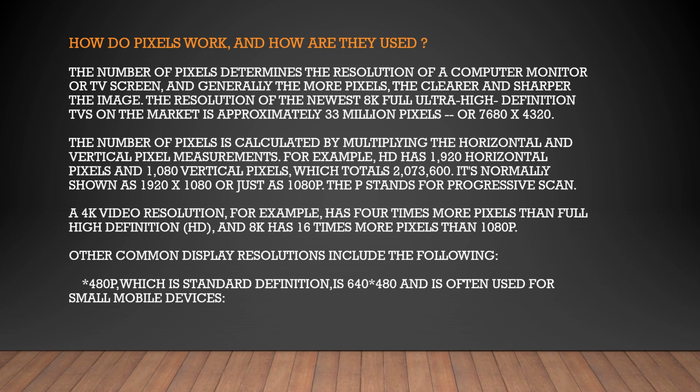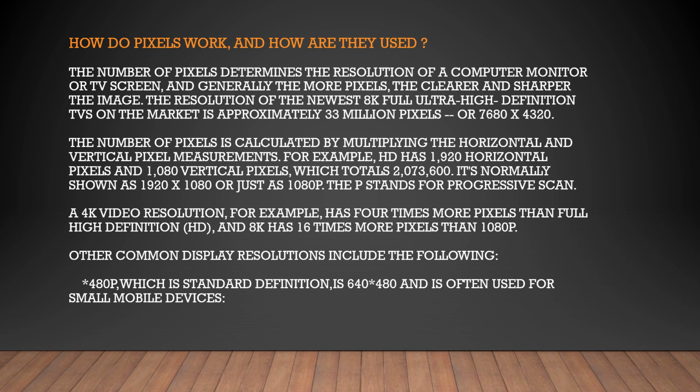How do pixels work and how are they used? The number of pixels determines the resolution of a computer monitor or TV screen, and generally the more pixels, the clearer and sharper the image. The resolution of the newest 8K full ultra high definition TVs on the market is approximately 33 million pixels, or 7680 x 4320. The number of pixels is calculated by multiplying the horizontal and vertical pixel measurements.